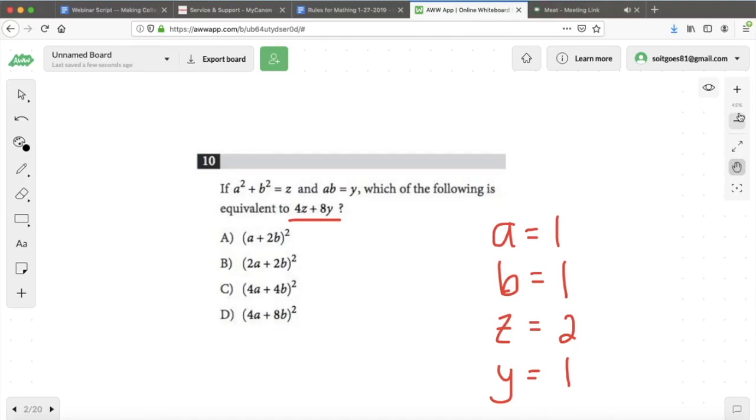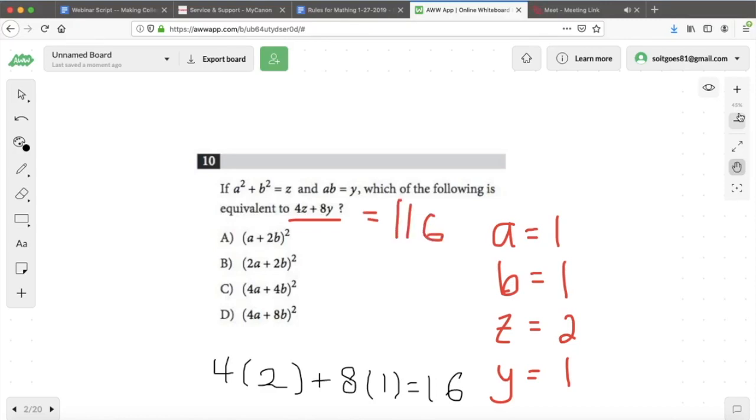All right, so we're trying to find the equivalent expression of 4z plus 8y. How would we find out what 4z plus 8y is? Yeah, I mean, plug it in, right? Plug in our values for z and y. Go ahead and work that out on the whiteboard for me, if you will. Looking good. And what's that going to equal? Absolutely. So 4z plus 8y equals 16 when a is 1 and b is 1.